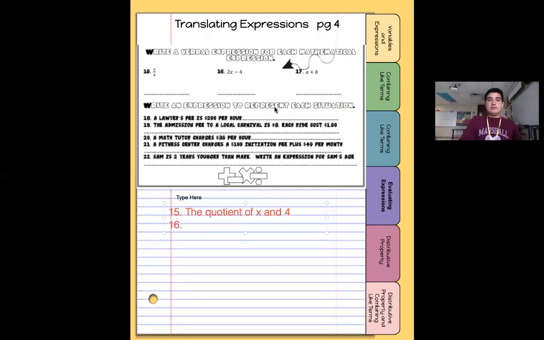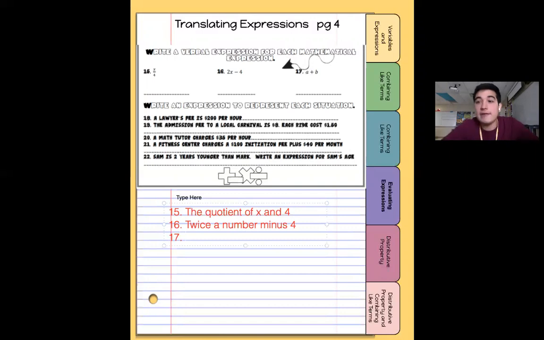Next one, 16. So I have 2x minus 4. So one way we can write this, again, there's a lot of ways, but one way is twice the number, right? Twice the number, 2x minus 4. That's it. Twice the number minus 4. That's all you got to do.